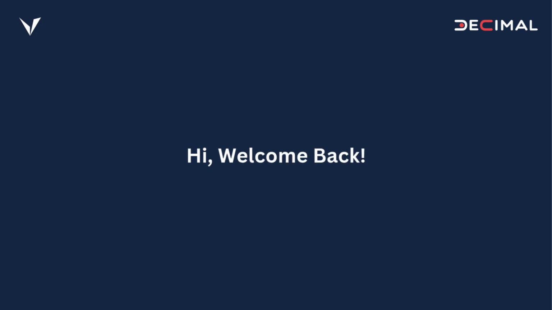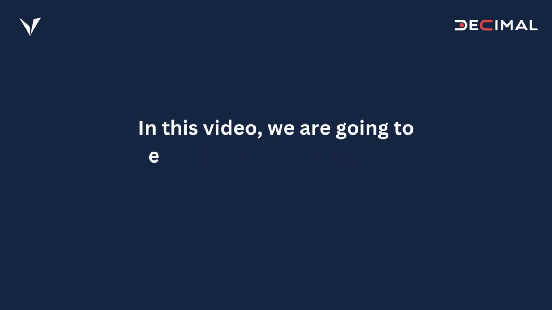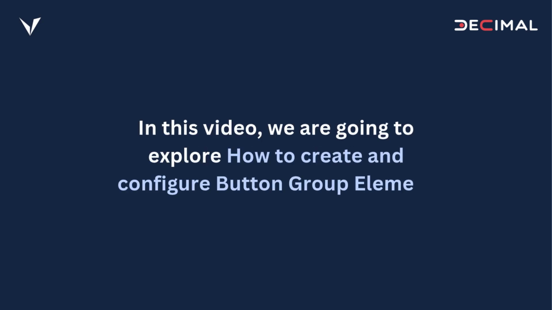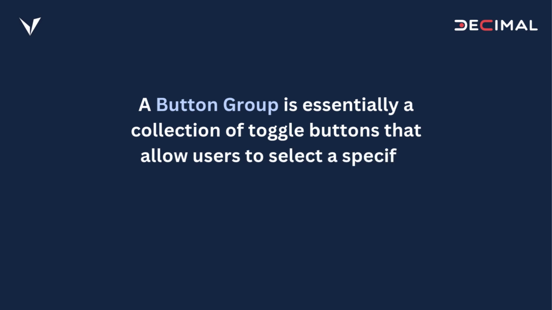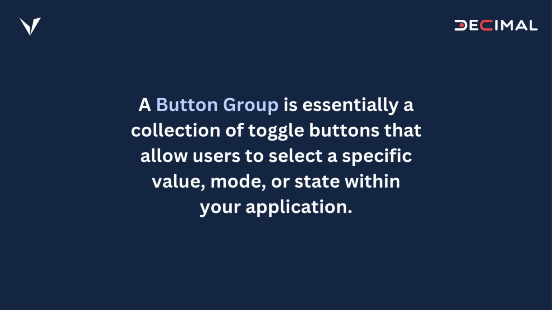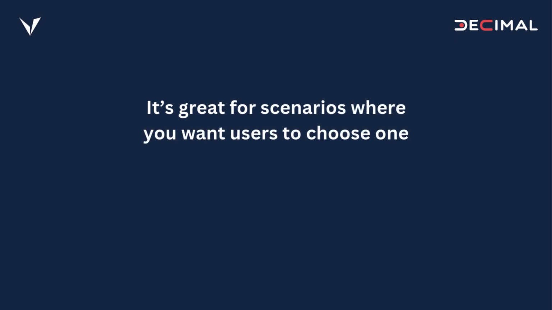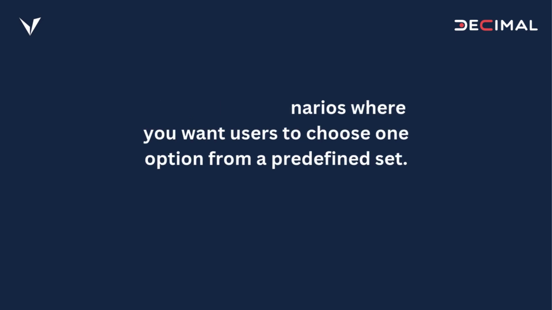Hi, welcome back. In this video, we are going to explore how to create and configure the button group element. A button group is essentially a collection of toggle buttons that allow users to select a specific value, mode, or state within your application. It's great for scenarios where you want users to choose one option from a predefined set.